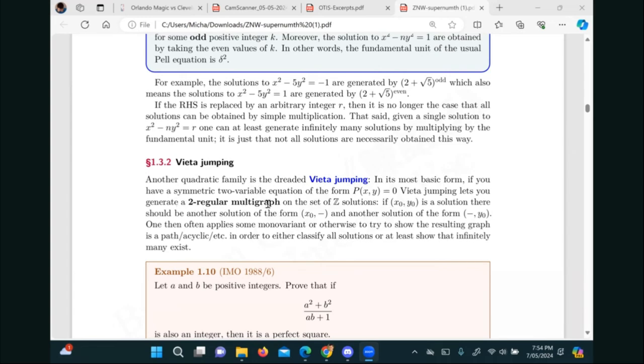Just forget this language here. Multigraph means that you can have a loop, or you can have multiple edges between two vertices.